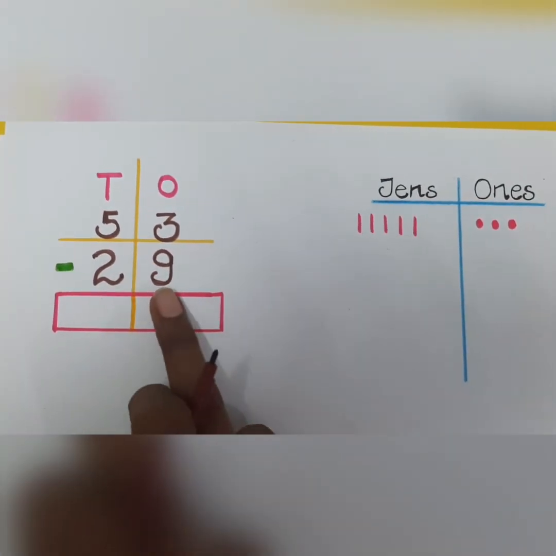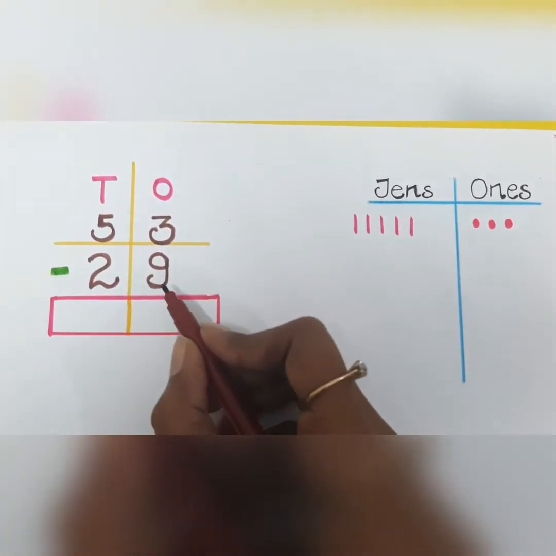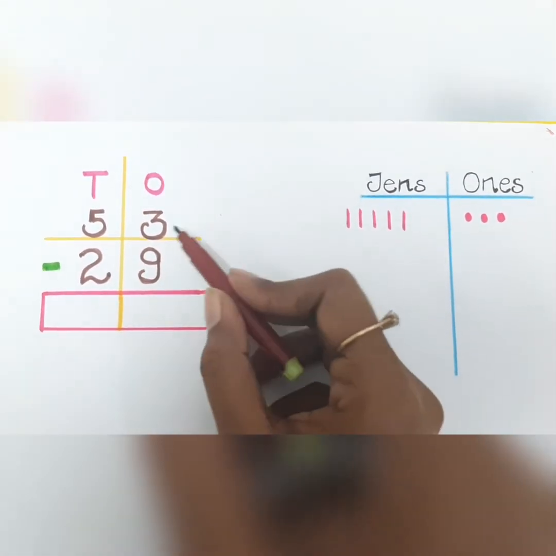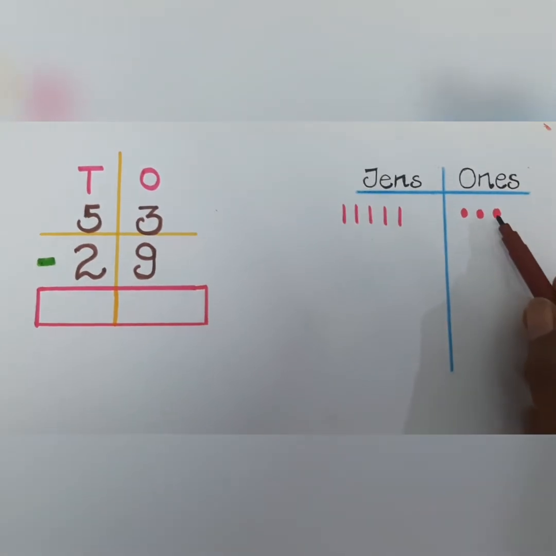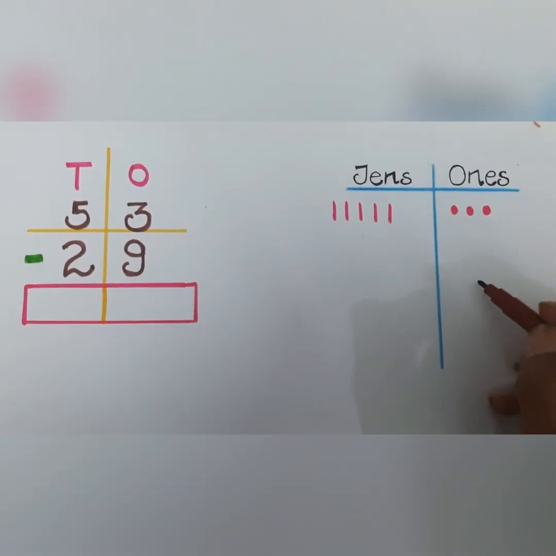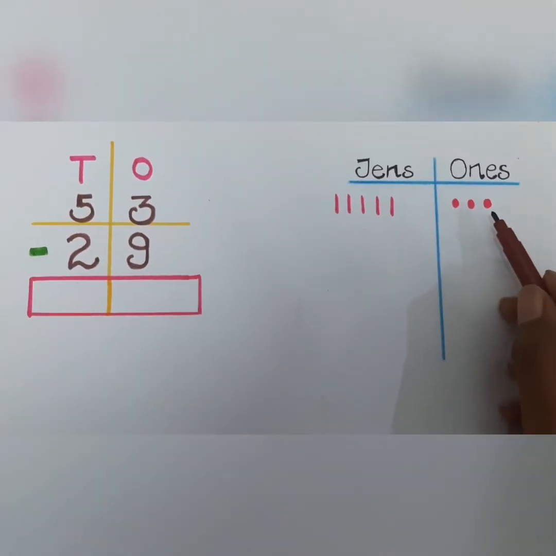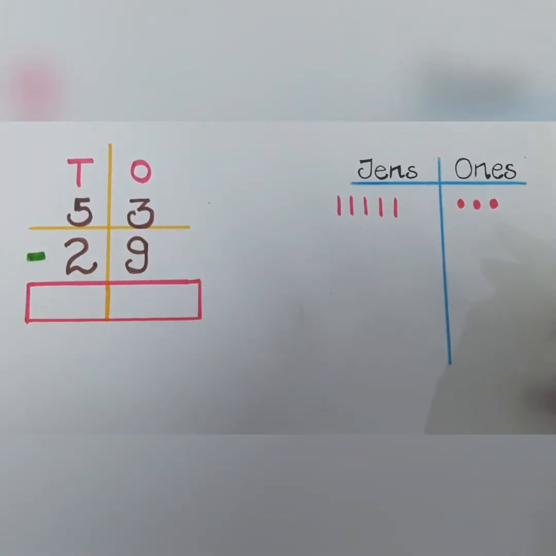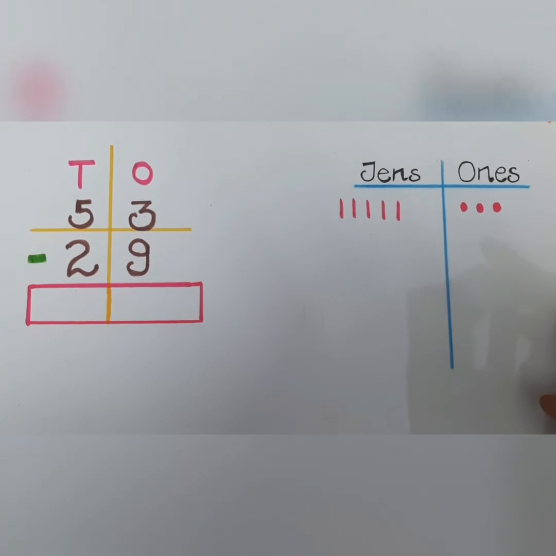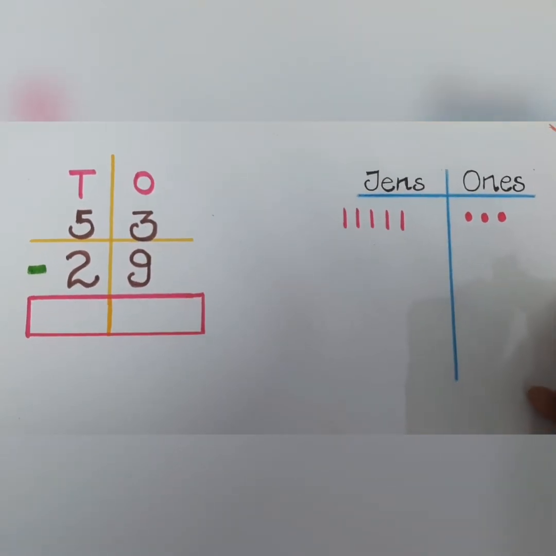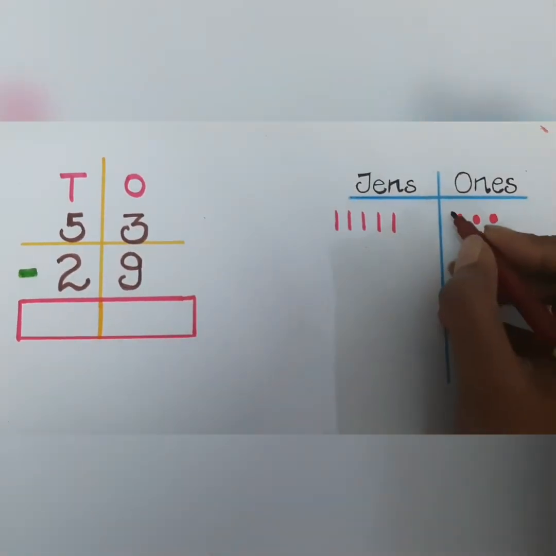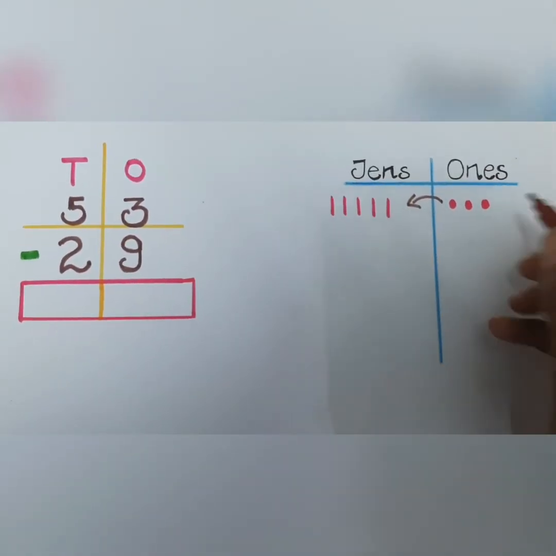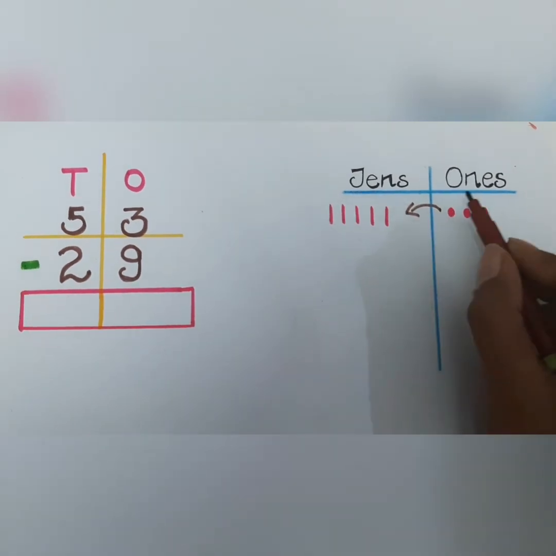Now come to ones place, the number which we have to subtract. Now we have to subtract 9 from 3. So from 3, how can we take 9? Because we have 3 and we have to subtract 9, that is not possible. So what we have to do is borrow from our neighbor. And who is our neighbor? Our neighbor is tens. The neighbor of ones is tens.